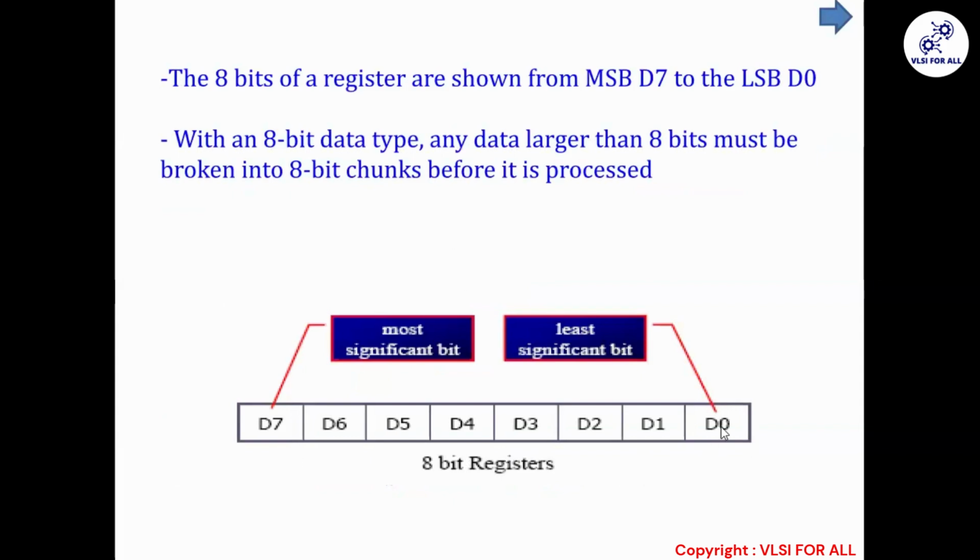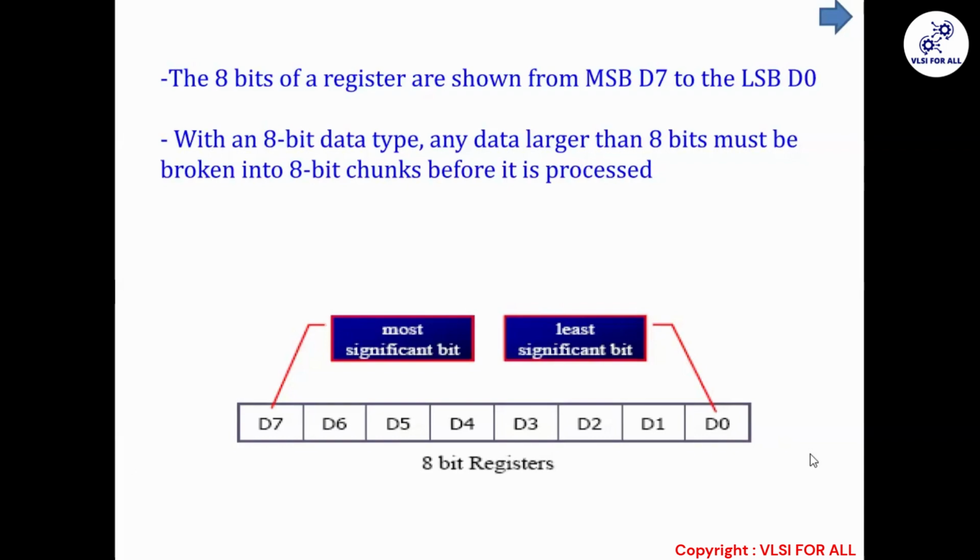How many bits? 8-bit. D0 to D7. D7 is the MSB, the most significant bit, and D0 is the least significant bit. Here you are storing either the data or the address. Again, our address is also 8-bit, which is pointing to some other data. This is how the register is.